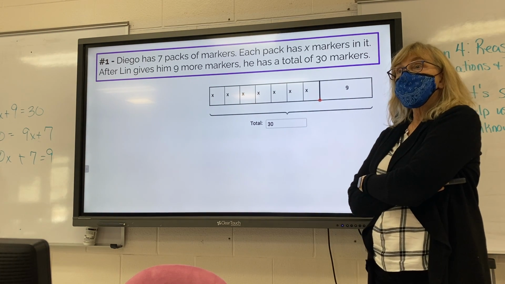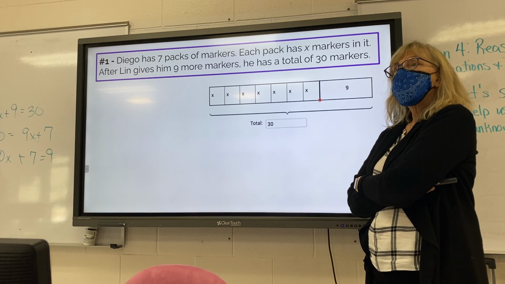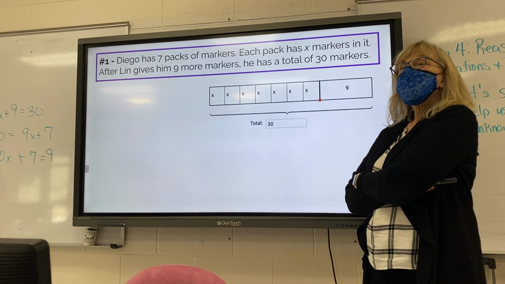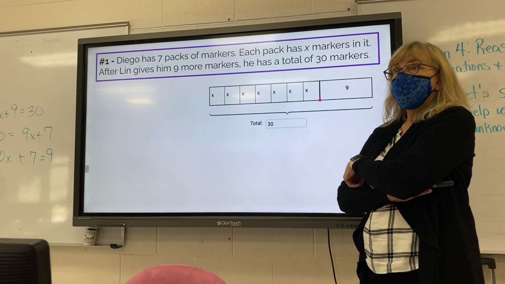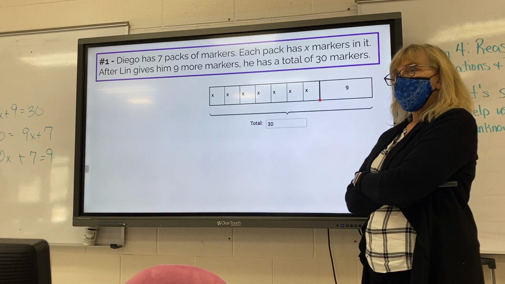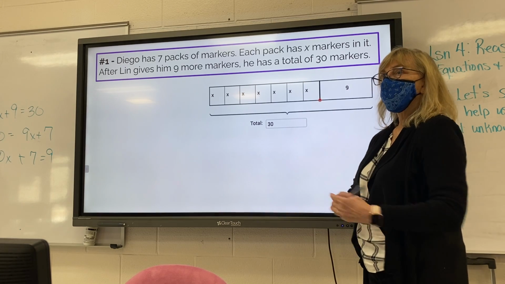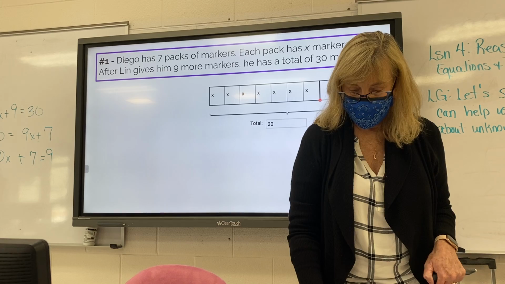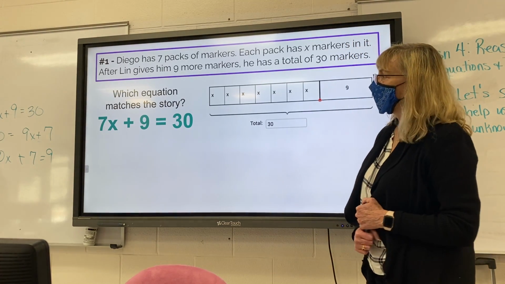Okay, so what's x representing? Unknown amount where? In the 7 packs of them. How many markers are in each pack? In each pack, in one pack, okay? Not all of the markers together in each pack, okay? What does the 9 represent? How many more markers. Okay, and what does the 30 represent? The total. Good. So do we write that equation down? So which equation do we come up with? We came up with 7x plus 9 equals 30.